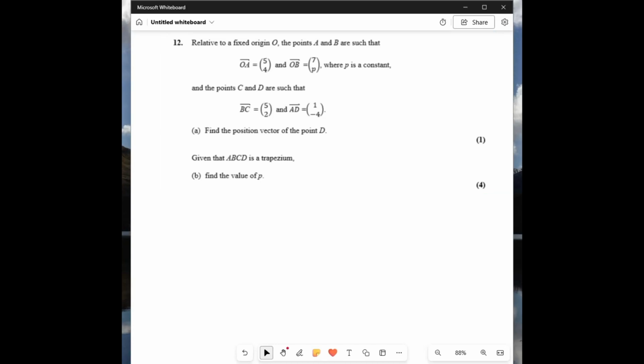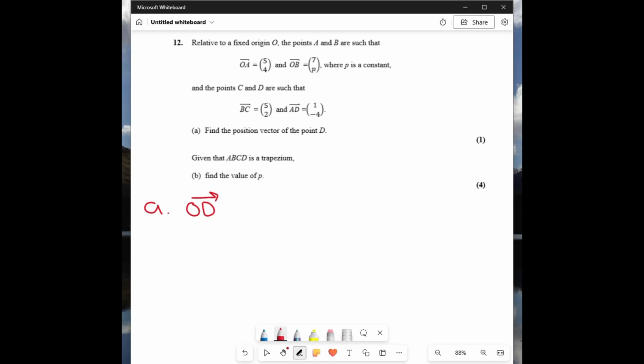Have a look at this vector question. It says, relative to a fixed origin O, points A and B are such that OA is (5, 4) and OB is (7, p), where p is a constant, and we're given BC and AD as well. First of all, we want to find the position vector of point D. So the position vector, it's basically asking us to find OD.